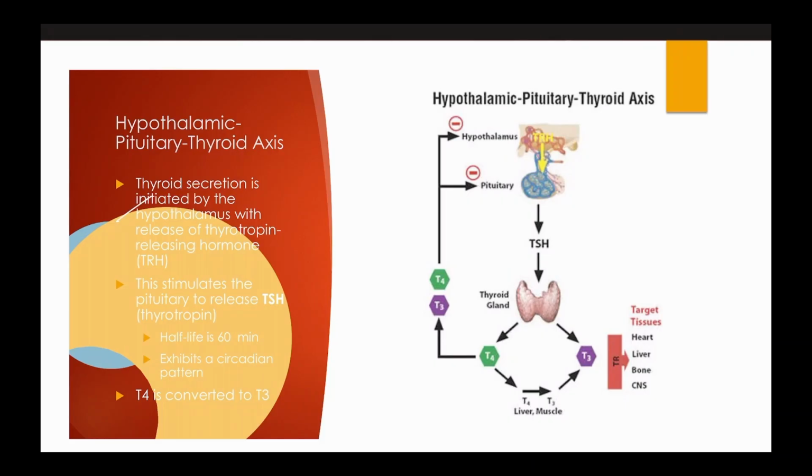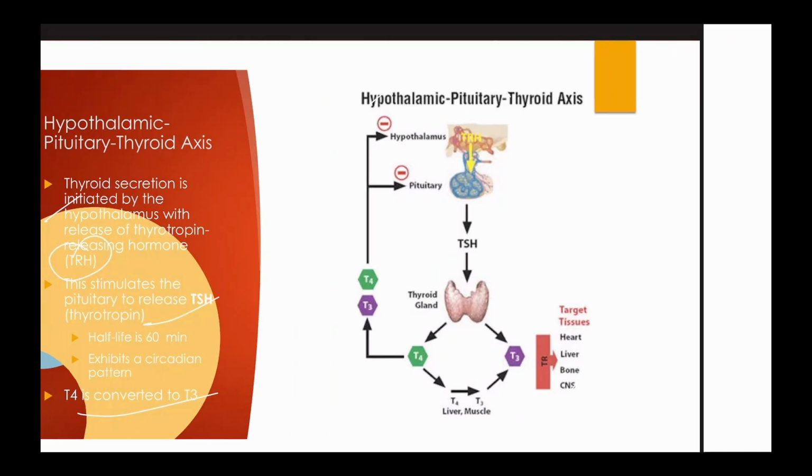Initiated with the hypothalamus with TRH. Then we go to TSH, which then leads to T4 and T3. So there's our normal pathways. We've gone through this before. These are the ones you've got to remember, these big ones.